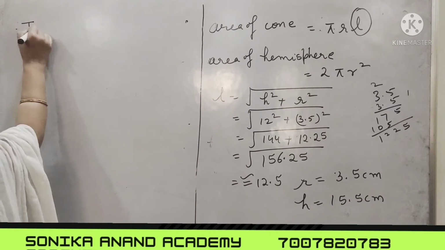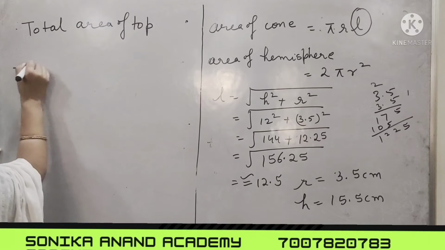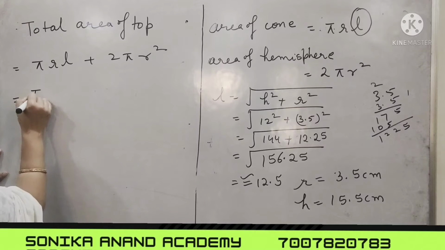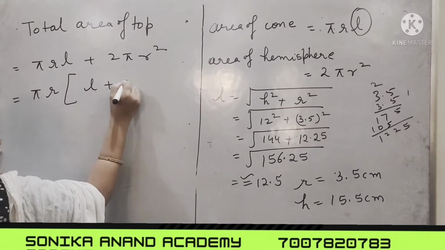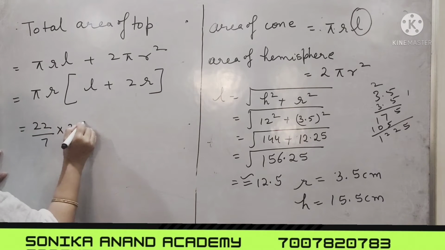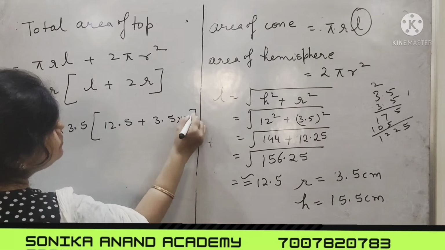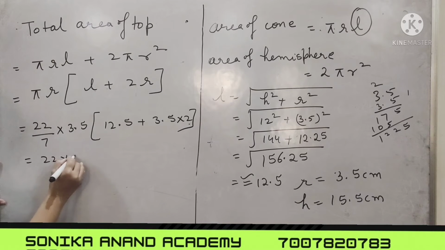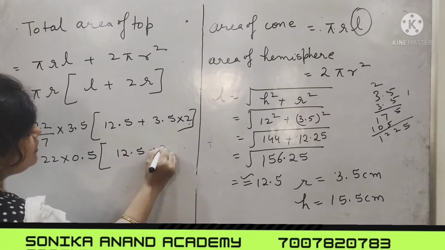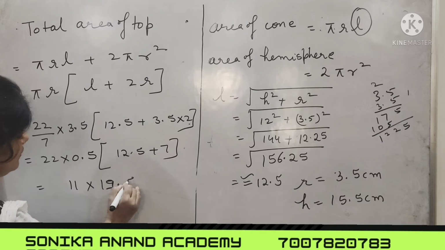Now, total area of top is equal to pi r l plus 2 pi r square. We can take pi r as common, l plus 2r. It becomes 22 upon 7, 3.5, 12.5 plus 3.5 into 2. After that, 22 into 0.5 into 12.5 plus 7. That means 11 into 17, 19.5.